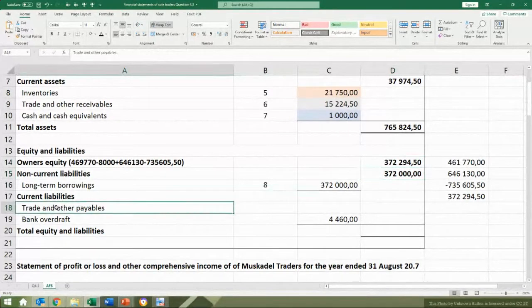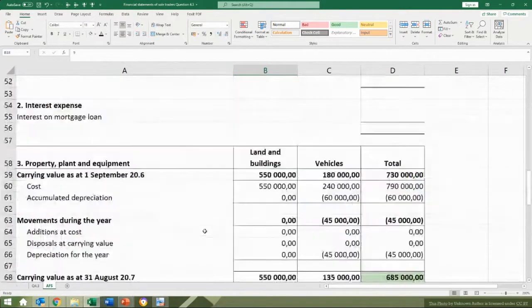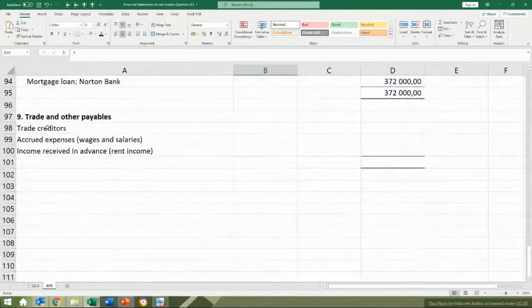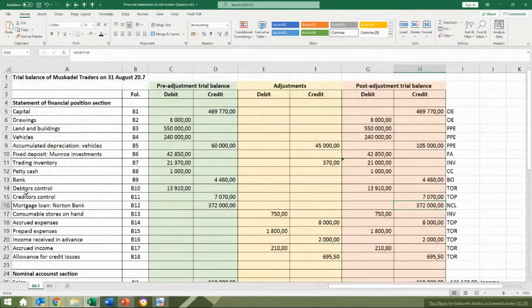Then our current liabilities is trade and other payables, so that is your creditors control and any other type of liability of a similar nature. Now this we would do a note for. So if we go to the note, we had our trade creditors amount on here that we've worked out. Let me just find it.